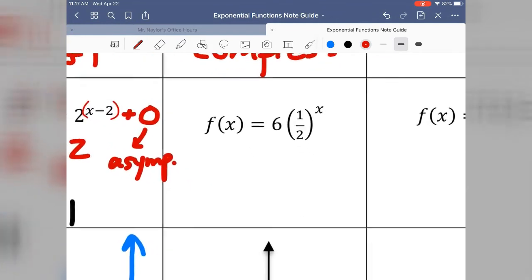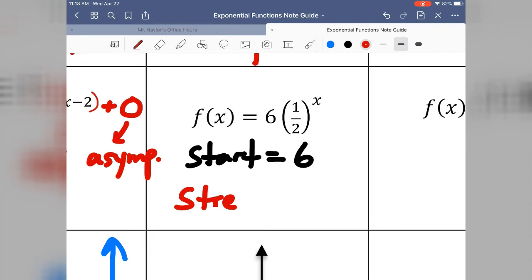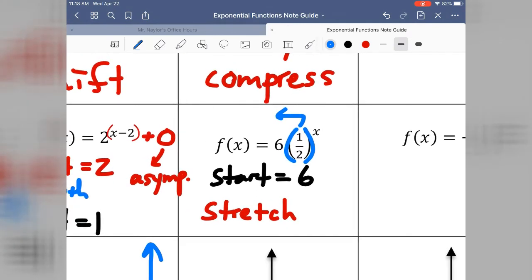If you take this example, 6 times (1/2) to the x, we clearly have a new a value. Now that new a value is going to do 2 things. It's going to determine that this graph is going to start at 6. But because 6 is a stretch number, we're going to end up with a graph that looks steeper, that looks more stretched out. Now, what about this base? Well, as I've said many times, make sure that the only thing you do with the base is use it to determine that the graph is growth or decay. In this case, I hope you determine it's decay as the number is less than 1.